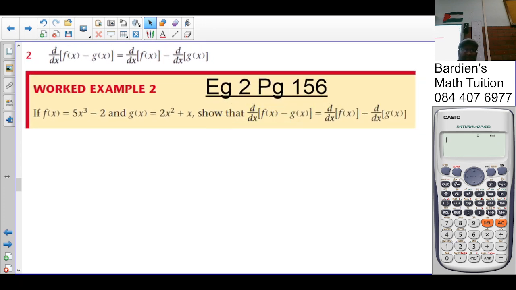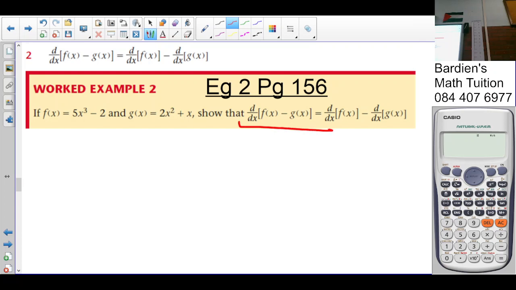You say d of dx equals, the difference of the two is equal to the derivative of the difference. They're just showing you that it's the same. So looking at work example 2, again we must show that the left hand side is equal to the right hand side. It's an identity.